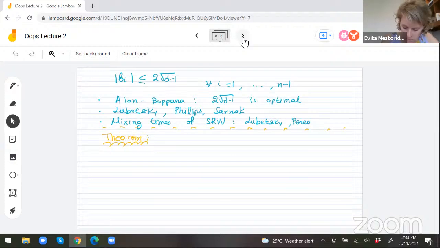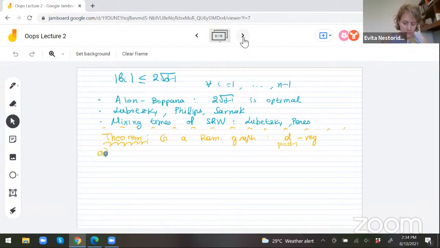So if G is a Ramanujan graph, let's say D-regular graph, and let's call P to be d minus 1, because as you saw, it appears all the time and it's a bit awkward to write it again and again.